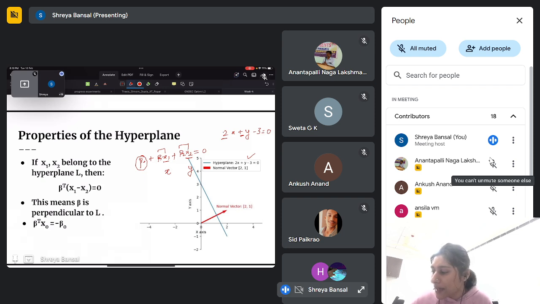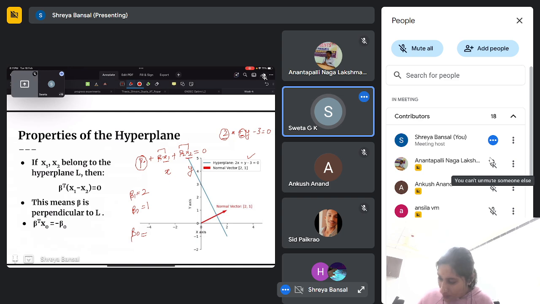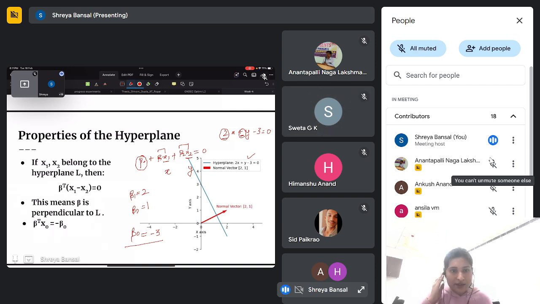That's why I am saying this 2 and 1 are the values: beta 1 is equal to 2, beta 2 is equal to 1, and beta naught, can you write the value of beta naught from this line? What is the value of beta naught? Ma'am, -3. Very good, right? So minus 3. We have these values of beta. Now we are defining some properties of the hyperplane. Just look here.